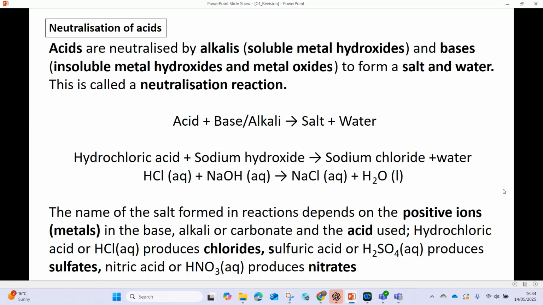The name of the salt is similar to before. The salt formed in reactions depends on the positive ions, in other words, the metals which are in your base or your alkali, or even a carbonate, and the acid used. Hydrochloric acid produces chlorides, sulfuric acid produces sulfates, and nitric acid produces nitrates. Exactly the same as before when we looked at the metal and acid reaction.